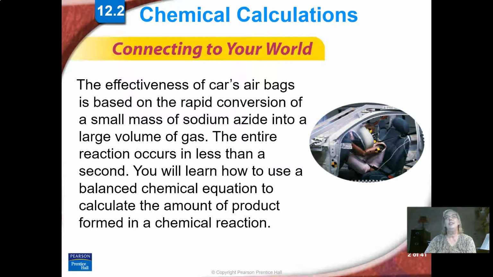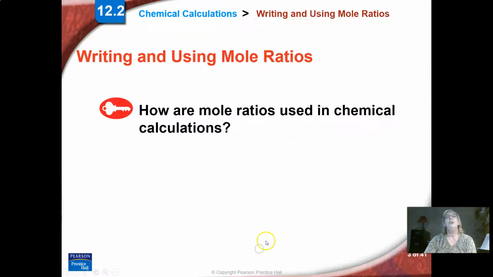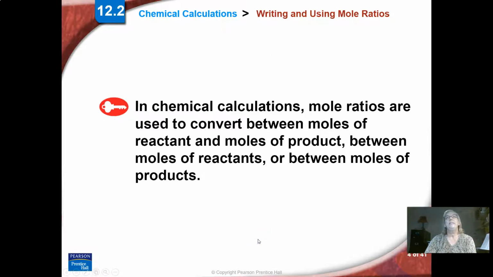So today we're going to use something called the mole ratio, and this is helping us in balanced chemical equations. We have to have a balanced chemical equation, and when we do, we can use the numbers from the balancing in something called the mole ratio. So it's important that we always balance everything first.